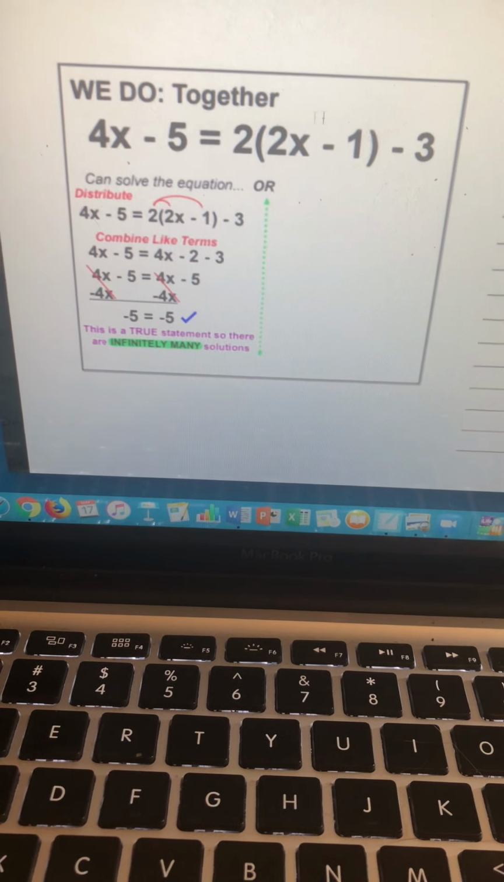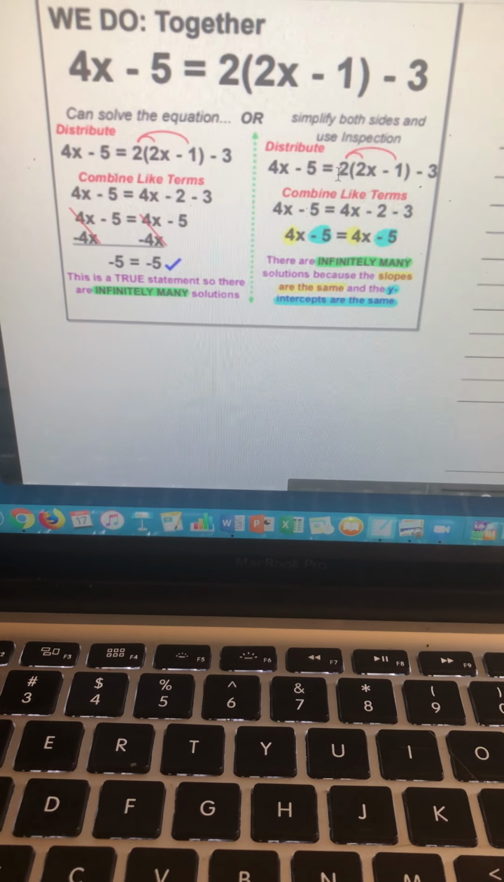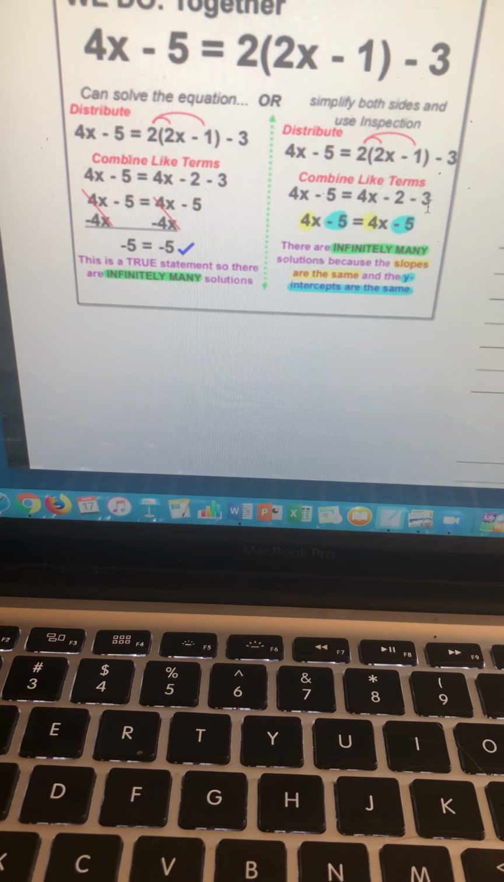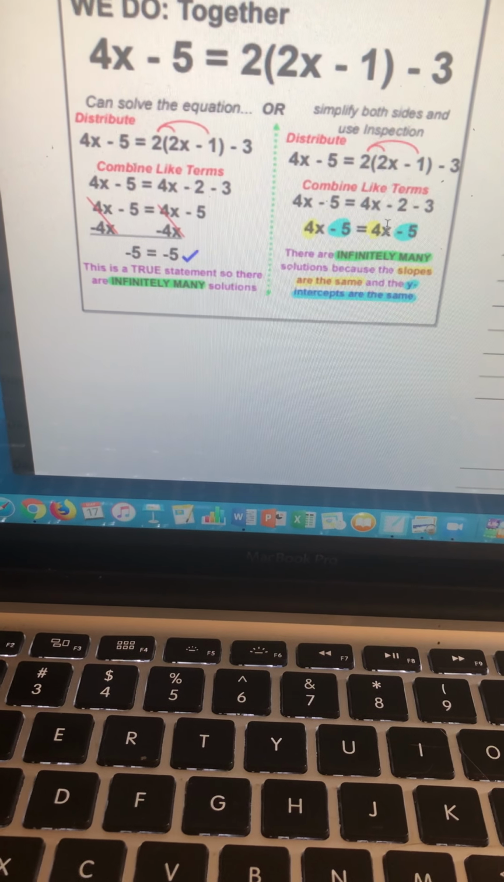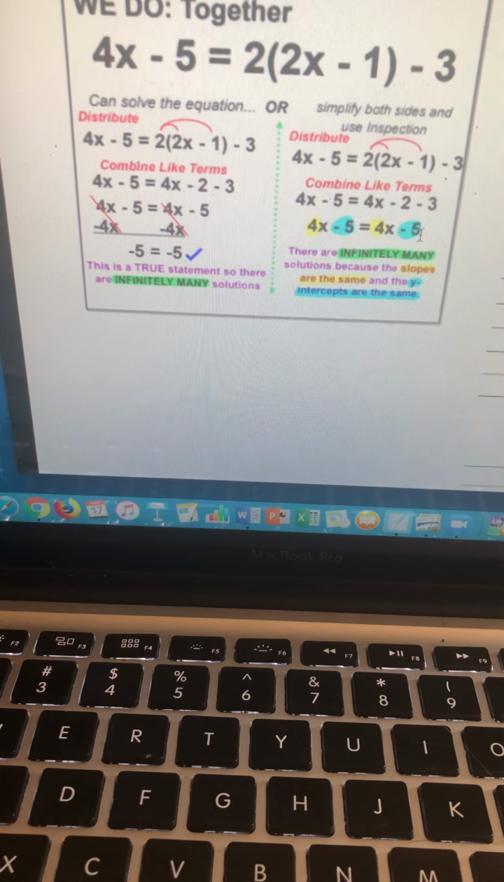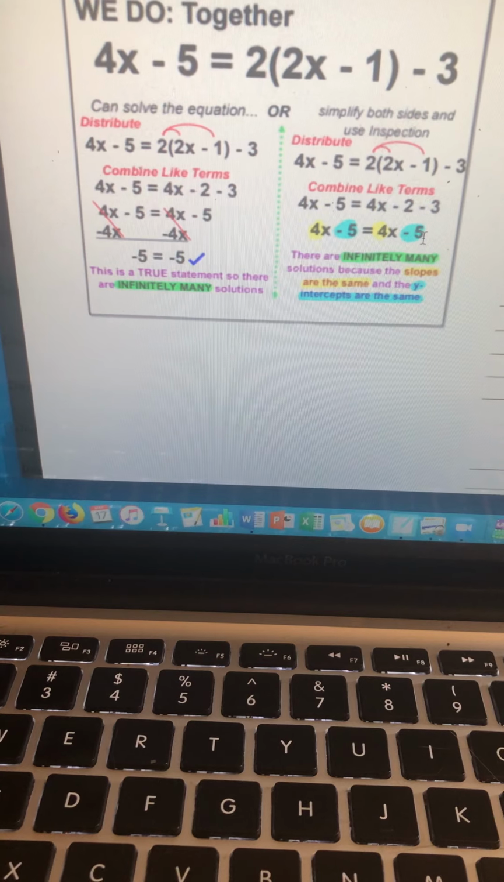If I just started simplifying the right side to compare the slopes, notice I distributed the 2, and then I combined -2 and -3. Now I have two simplified expressions where there's a slope and an intercept. I can just use inspection and know that since they are identical, there are infinitely many solutions. Okay, and that's the inspection process.